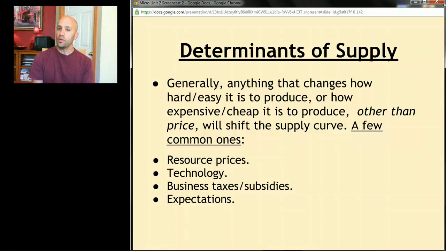Expectations. What you think about what's going to happen to your business in the future might change how much you produce now. Maybe you think that a few weeks from now, some movie is going to come out that features lemonade that's going to make everyone want to drink lemonade. Well, that might make you produce more lemonade now, ramping up for that future increase in demand. And then finally, the number of sellers. Obviously, the more sellers there are, the more supply there's going to be.